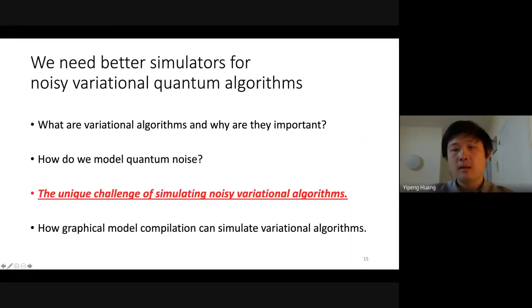Okay. All right, so that was a very quick survey of quantum noise, the important textbook examples of quantum noise. And next I'm going to move on to the problem and the challenge of simulating quantum algorithms. And specifically in this paper that I want to talk about, the challenge of simulating noisy variational algorithms.